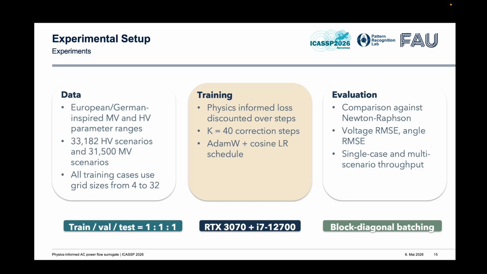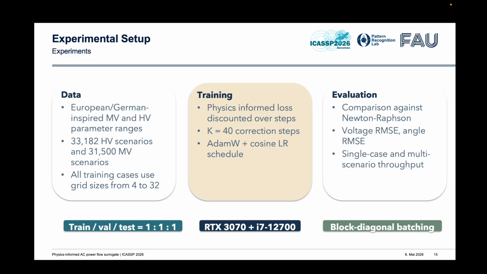And for the evaluation, we only used the Newton-Raphson solution as a reference state to compare our physics-informed graph neural network solver against the Newton-Raphson. And then we reported voltage RMSE and angle RMSE against the Newton-Raphson solution. And we also compared the throughput of our graph neural network solver in both scenario regimes, single case and multi-scenario.